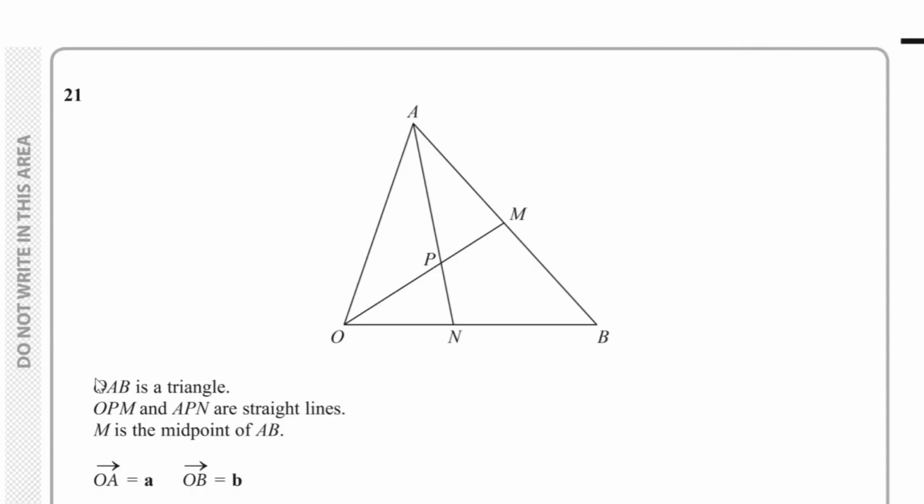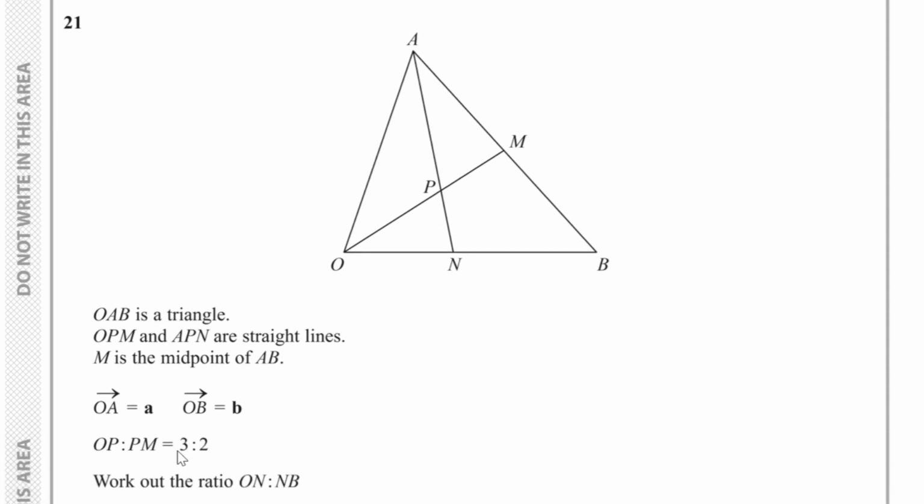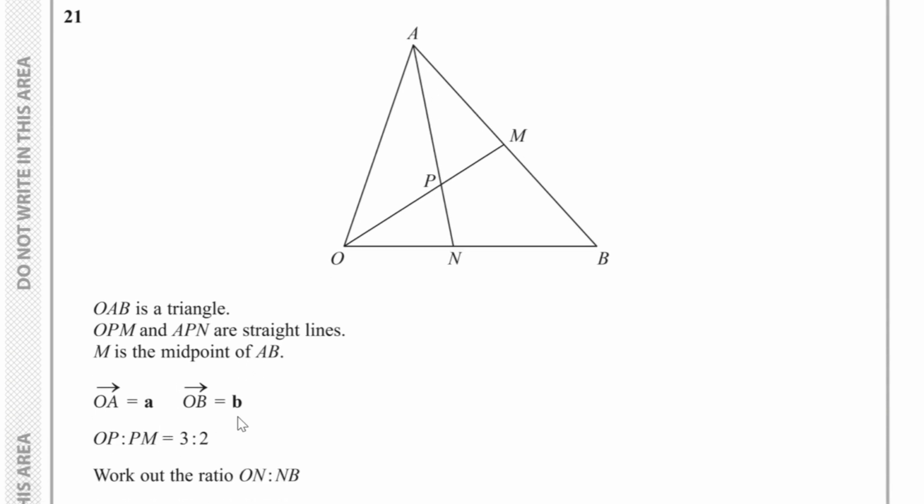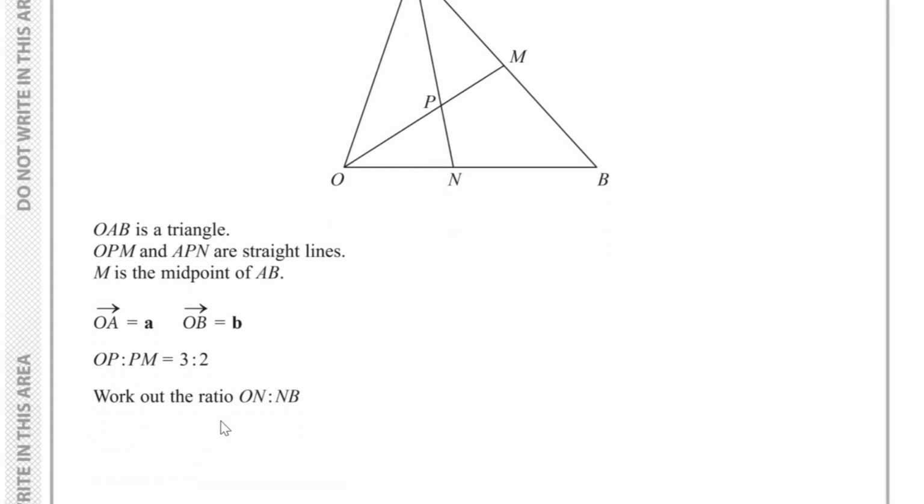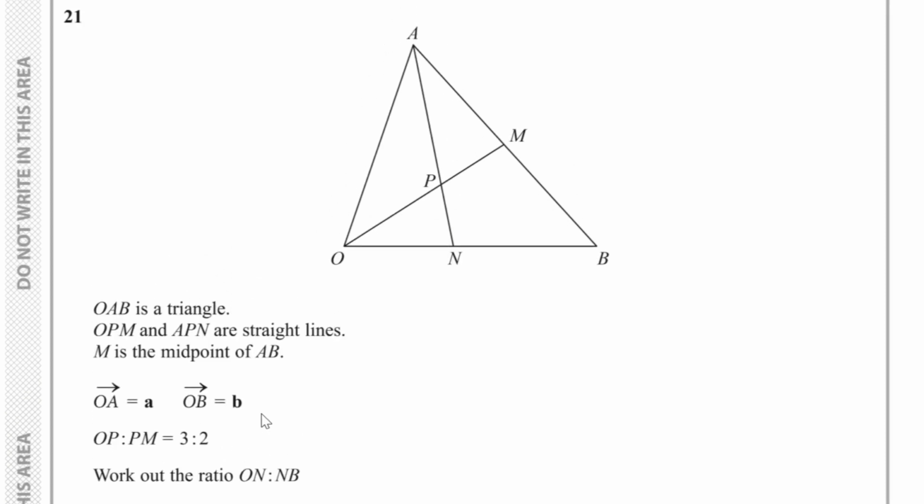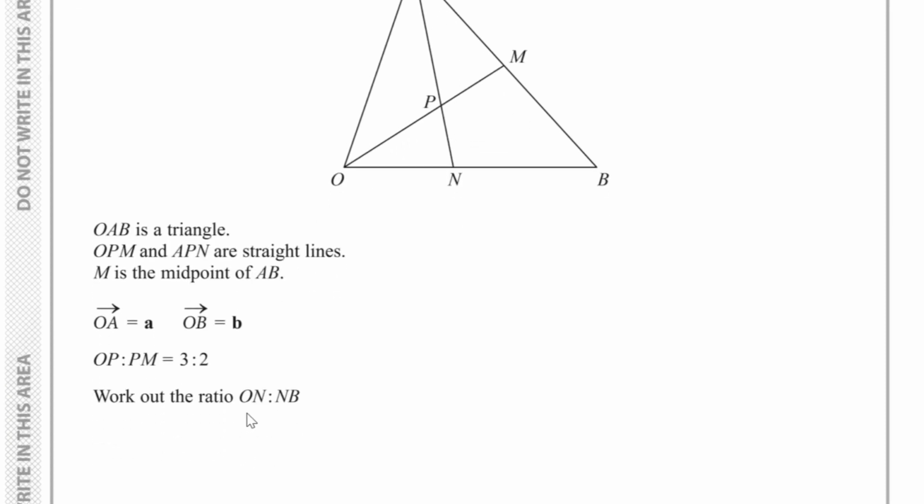Question number 21. OAB is a triangle. OPM and APN are straight lines. M is the midpoint of AB. We're given that the vector OA is A and the vector OB is B. The ratio OP to PM is 3 to 2. We have to work out the ratio ON to NB.